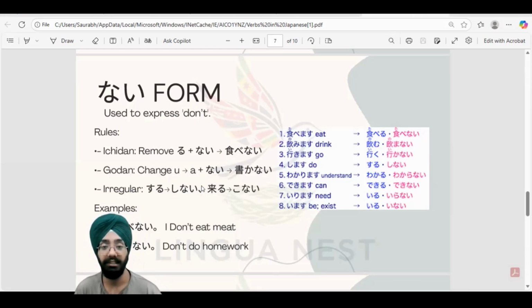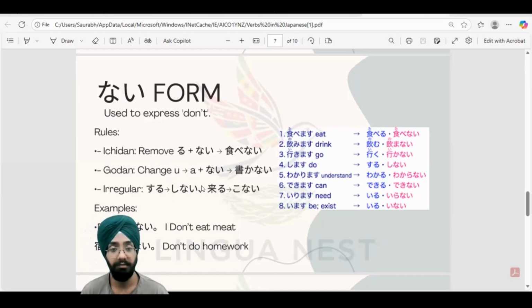In the masu form, we change the u to i. And in Godan verbs in the nai form, we change the u to a. For example, kaku, kakanai. Let's see another example: nomimasu, nomanai; ikimasu, ikanai; wakarimasu, wakaranai. We change the Godan verbs by replacing the u sound with the a sound in that table.